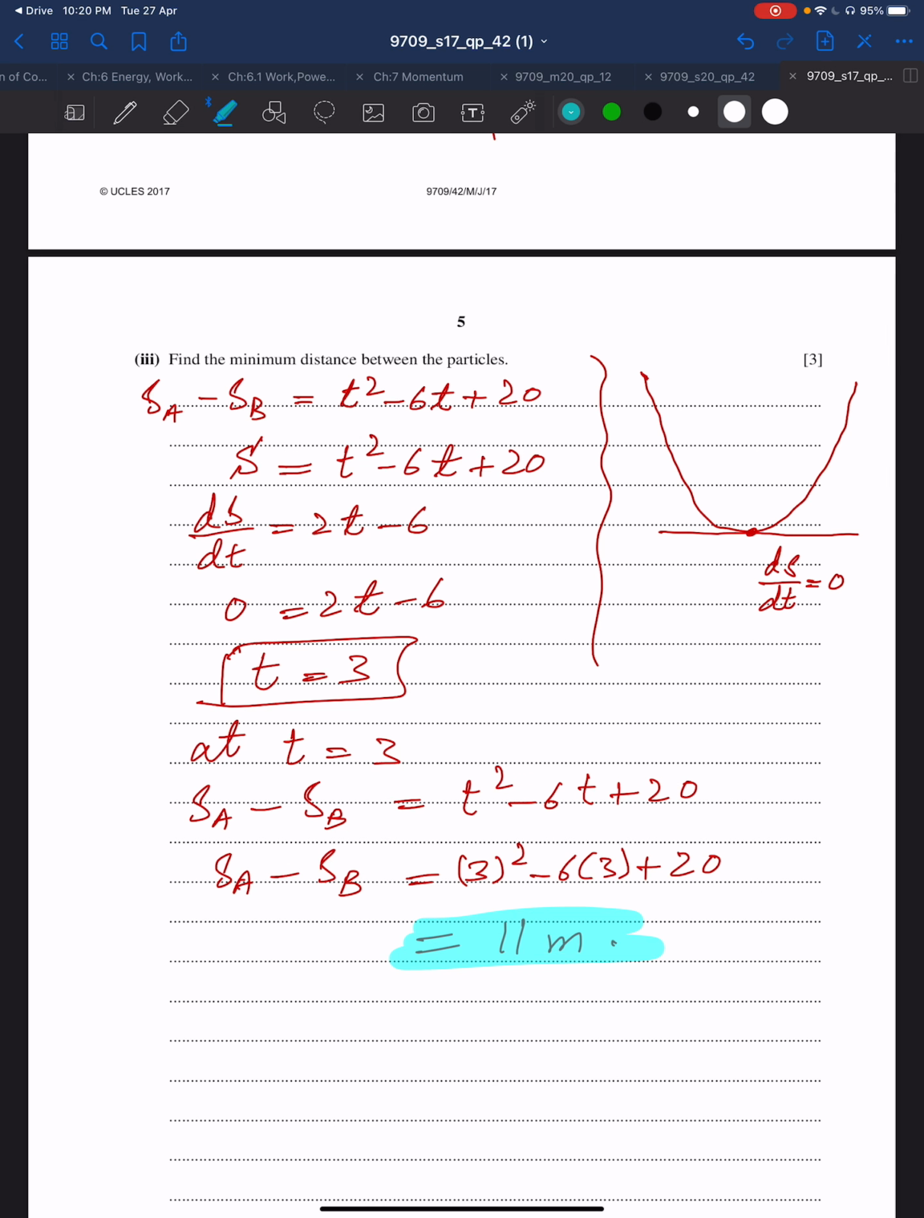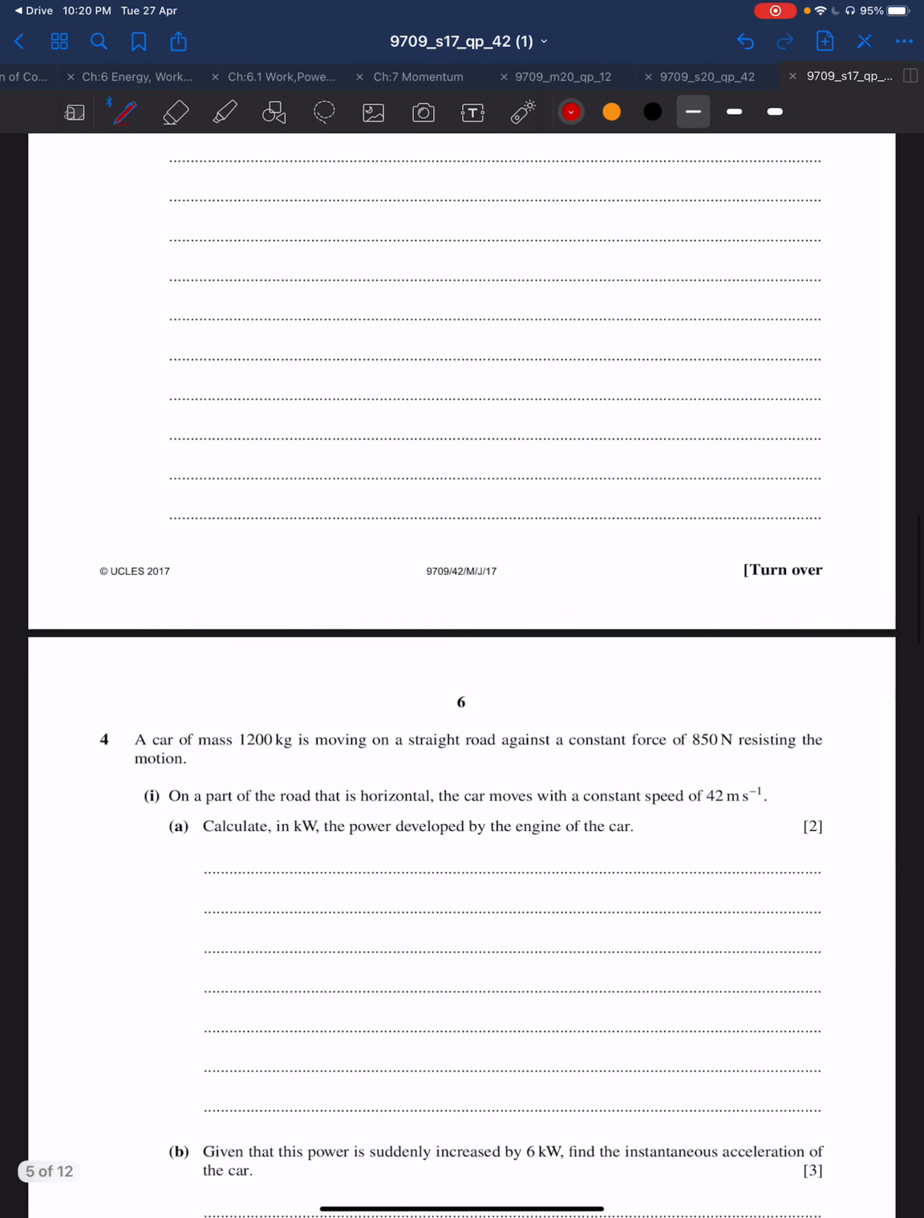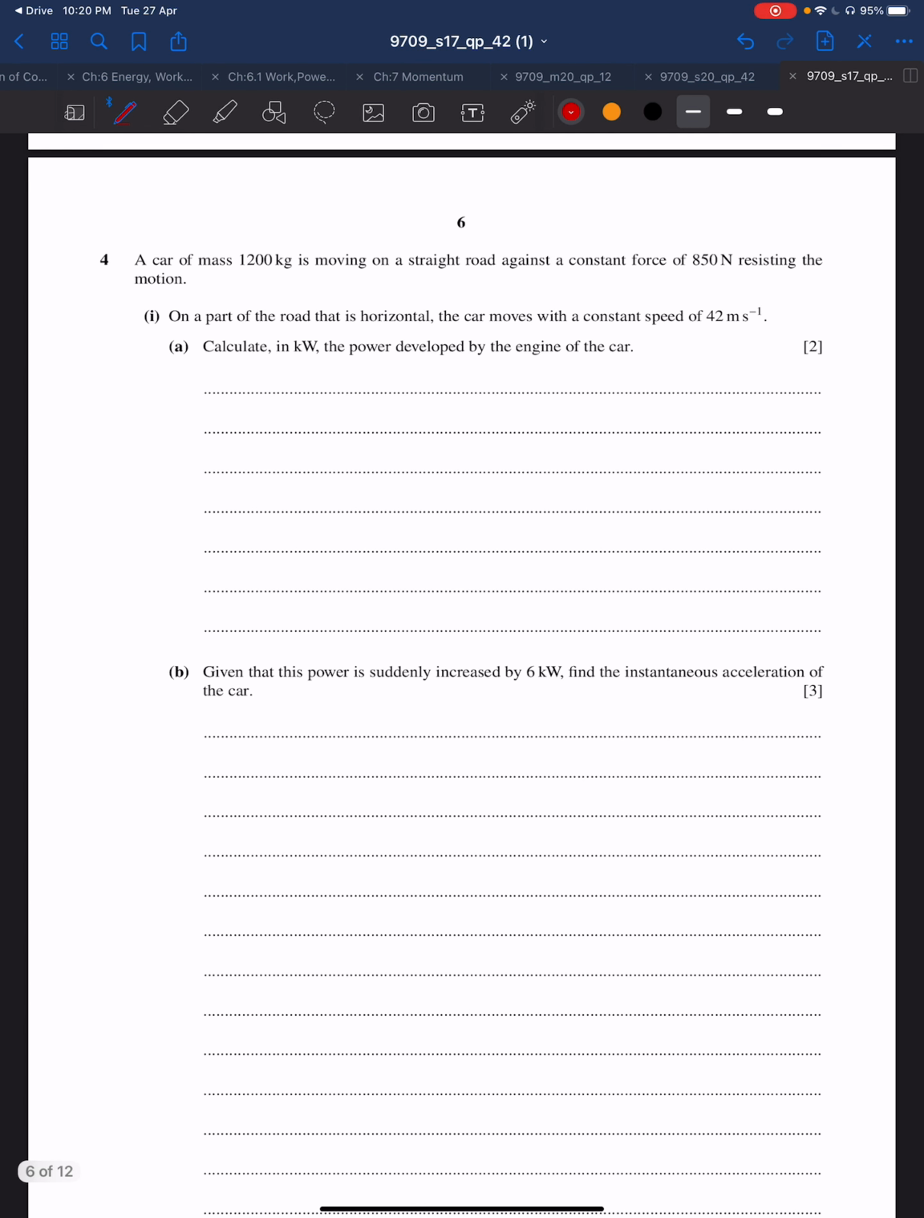Hope you have understood the concept and the question. So we'll move to the next question, question number 4. In this question, we'll do the same as I told you before: we'll start reading the question and jot down what is given and what needs to be found out.